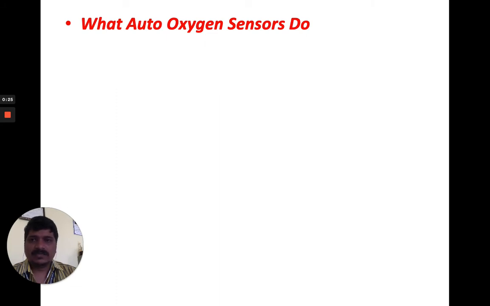So here we take up the topic called the oxygen sensor. The questions arise: what is the oxygen sensor, why is it needed in a vehicle system, what is its importance, and what type of architecture will we get? So what does an automotive oxygen sensor do?